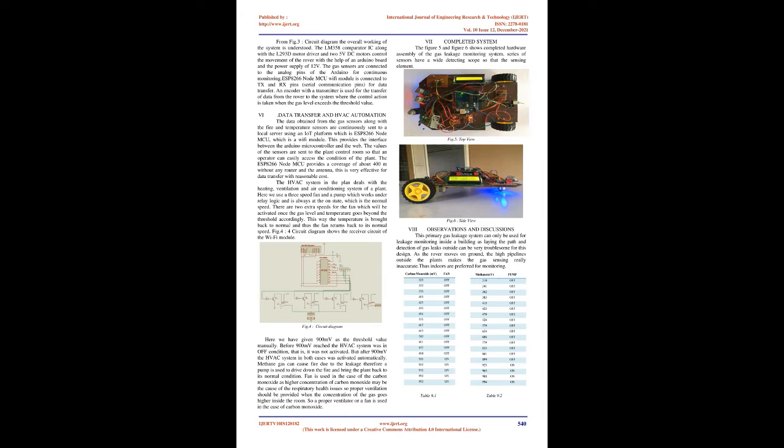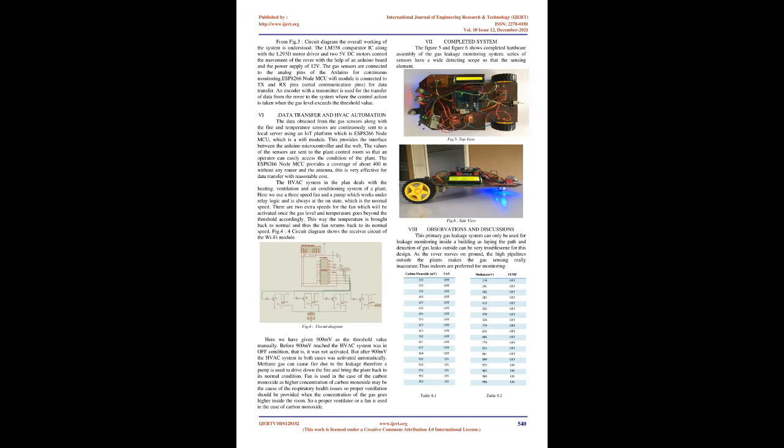This way the temperature is brought back to normal and thus the fan returns back to its normal speed. Fig. 4, the circuit diagram, shows the receiver circuit of the Wi-Fi module. Here we have given 900 mV as the threshold value manually. Before 900 mV was reached, the HVAC system was in off condition, that is, it was not activated. But after 900 mV the HVAC system in both cases was activated automatically.